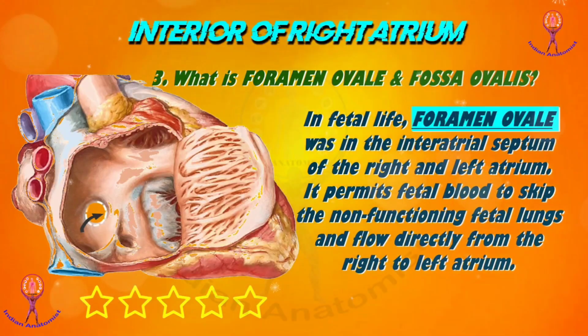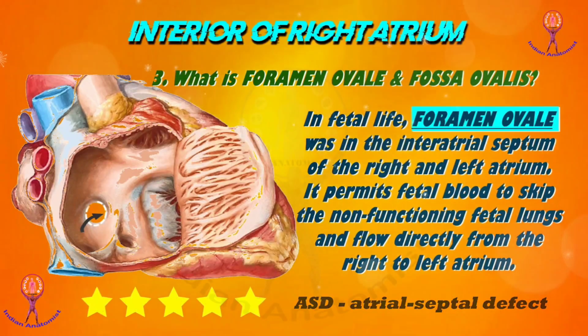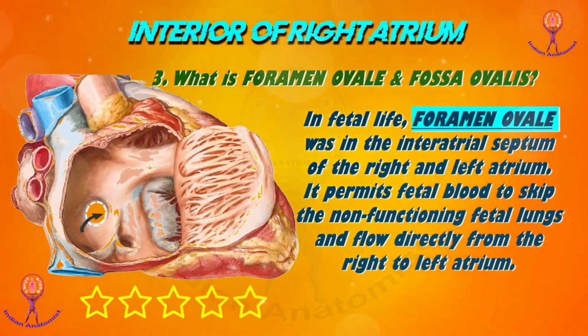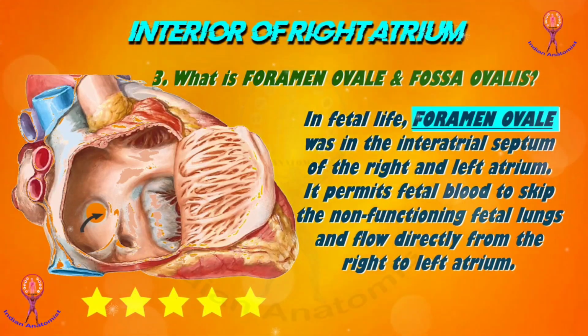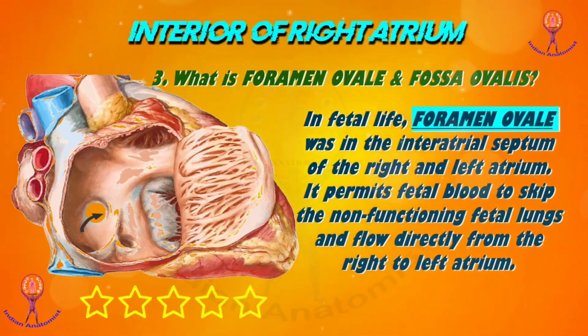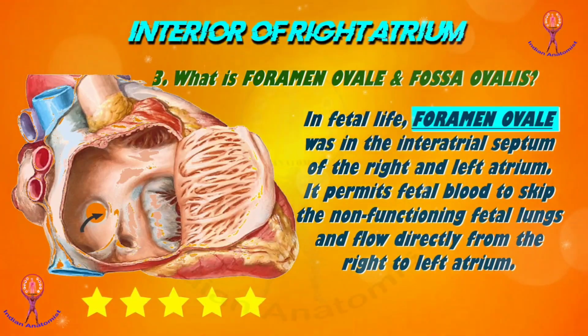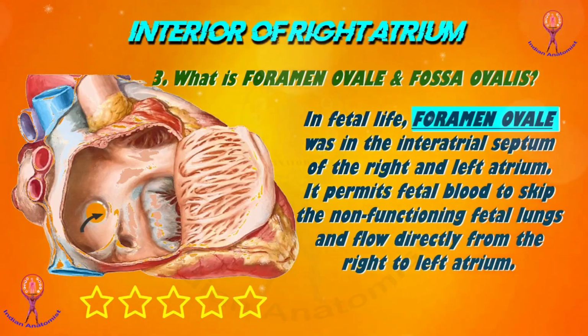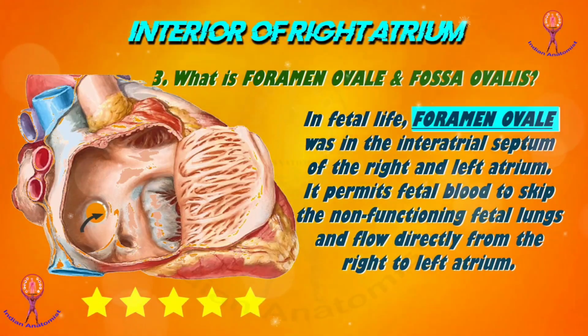Any defect in the fossa ovalis causes atrial septal defects, simply called ASD. In fetal life, the foramen ovale, or oval foramen, was situated in the interatrial septum between the right and left atrium. It permits fetal blood to skip the non-functioning fetal lungs and flow directly from the right to the left atrium.